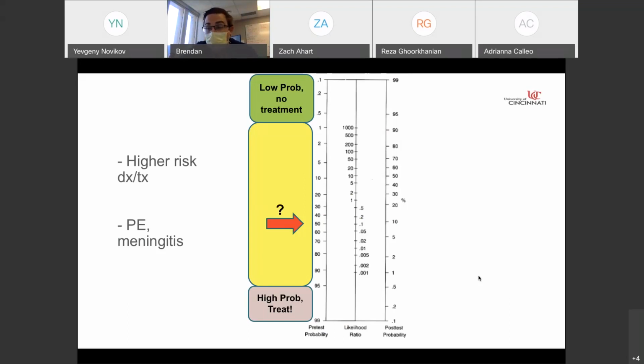And so we require a lot of certainty before we start people on therapy for these things because of how high risk they can be. And so it's important to understand that these thresholds are, one, set by you, the clinician, and two, differ depending on what kind of diagnosis and what kind of therapy we're talking about dealing with.